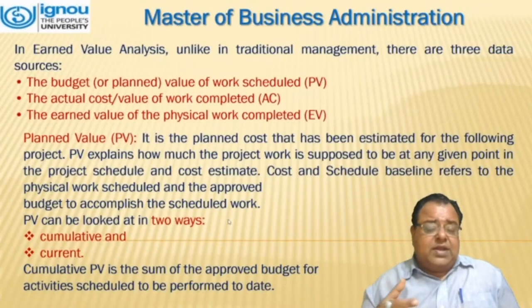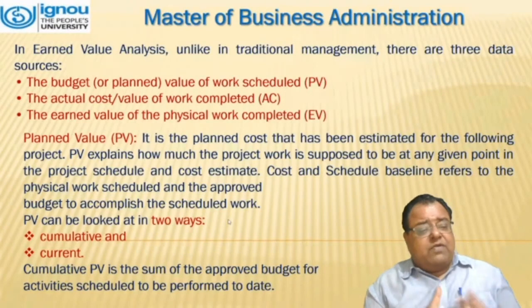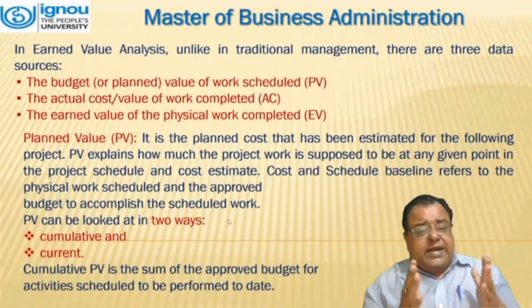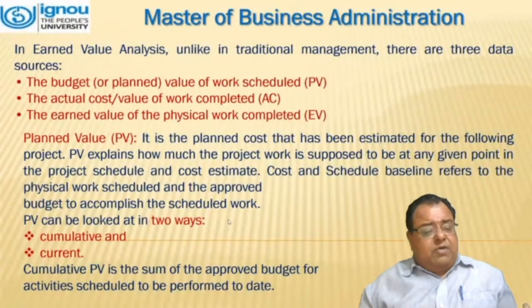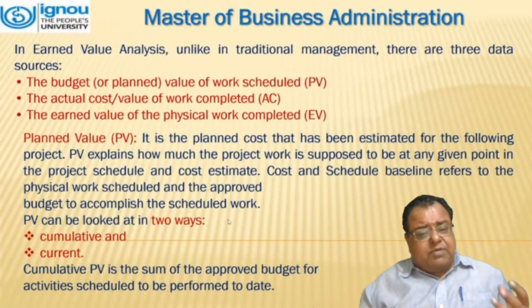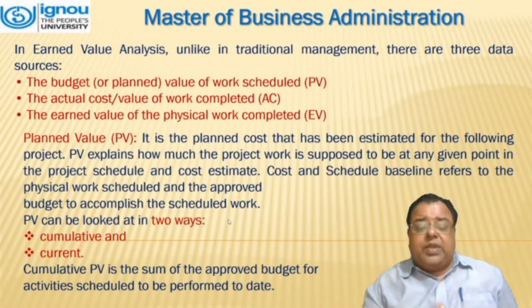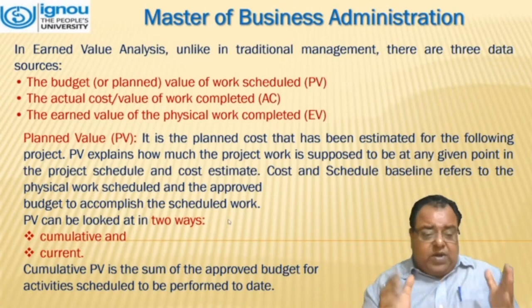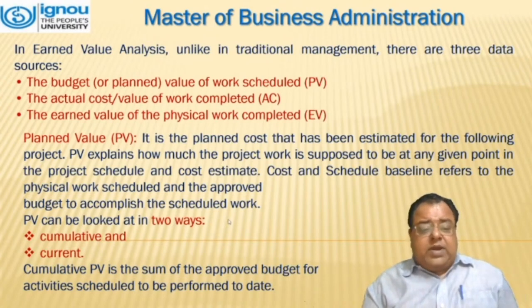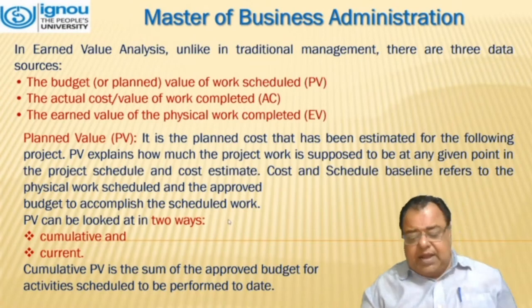We will be using these three terms later. First of all, what is planned value? It is the planned cost that has been estimated for the project. PV explains how much the project is supposed to cost at any given point in the project schedule and cost estimate. Cost and schedule baseline refers to the physical work schedule and the approved budget to accomplish the scheduled work. PV can be looked at in two ways, that is cumulative and current.